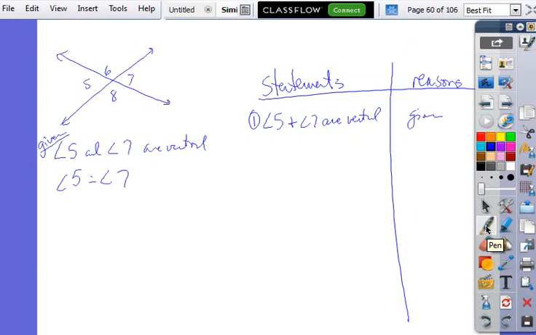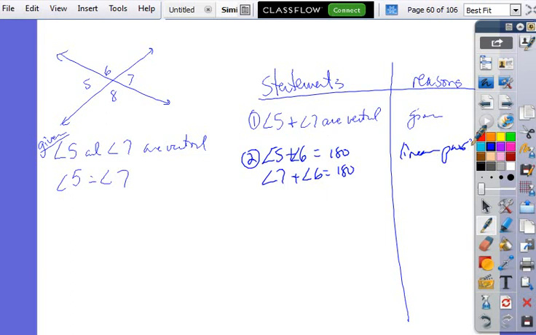If I want to prove 5 and 7 are vertical, I'm going to say that 5 plus angle 6 is equal to 180. Then I have to say angle 7 plus angle 6 is 180 by a linear pair. What else could I have used besides the 6? The 8. I could have put the 8 in there and everything would have worked exactly the same.